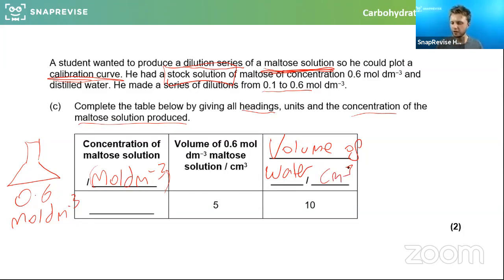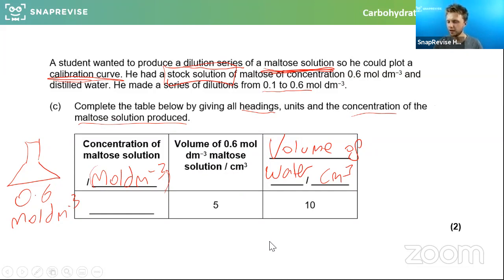Lovely. Right, so the final part of this is we need to work out what the concentration would be if I've got 5 centimeters cubed of maltose, 10 centimeters cubed of water, and what that makes if I am starting off with a 0.6 mole per decimeter cubed solution. In terms of how you work this out, I'm just going to tell you how to do it. I'm not going to wait for lots of people to say it right and wrong.